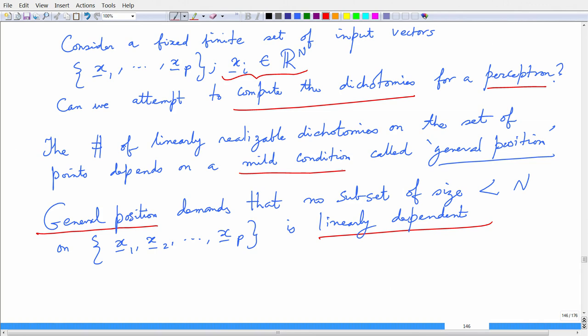I repeat again, the number of linearly realizable dichotomies on the set of points depends on a mild condition called the general position. General position demands that no subset of size less than capital N, which is the dimension of the input vector, is linearly dependent. So, general position demands that no subset of size less than n of these vectors is linearly dependent, and this is the notion of linear independence and dependence from the linear algebraic context.